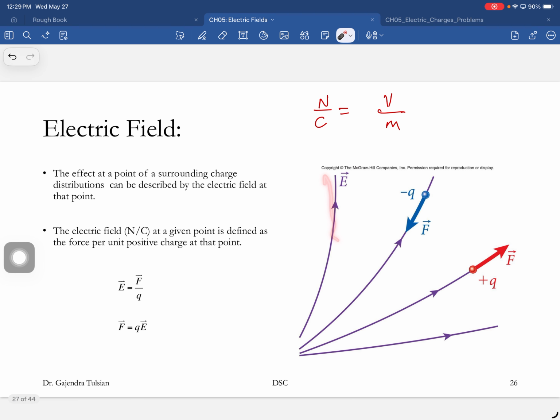So here is an electric field. Positive charges move along field lines in the direction of the field lines. Negative charges move in the opposite direction.